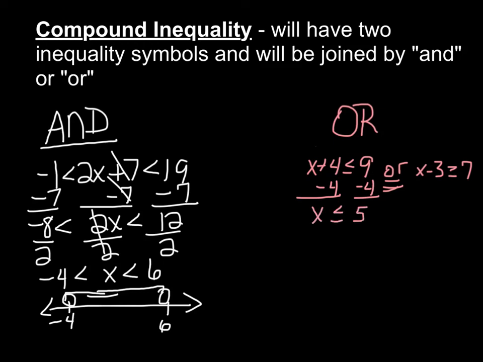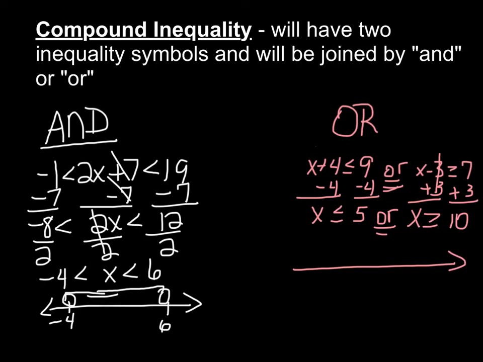The second inequality is x plus 3 is greater than or equal to 7. So we will add 3 to the left side, and we add 3 to the right side. This goes away, and we have x is greater than or equal to 10. Again, OR is in the middle, so it will be one way or the other. So on this number line, it's going to look a little bit different. Again, I'm going to look for your solutions, 5 and 10.